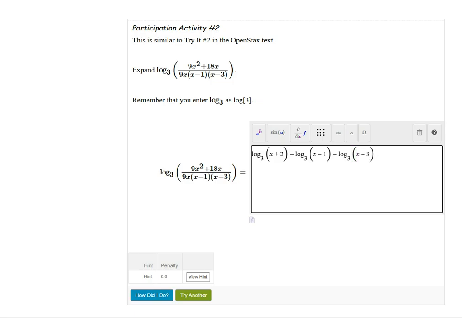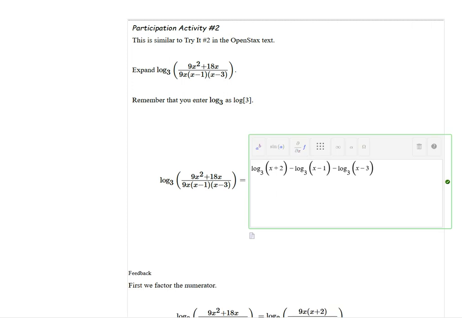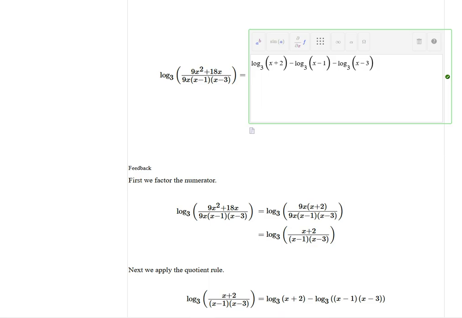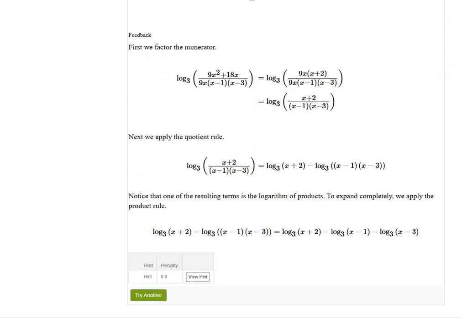How did I do? Yay! Whew. There's nothing more annoying than typing all that in and then getting one of those red boxes. And you're like, what did I do wrong? It's like you're holding your breath. Anyway, there you go. Of course, down here they do show you all the steps. So, ta-da. All right.